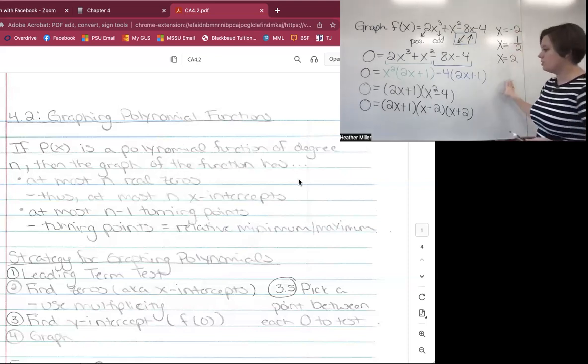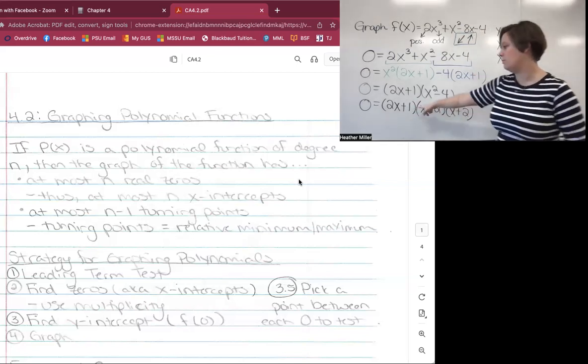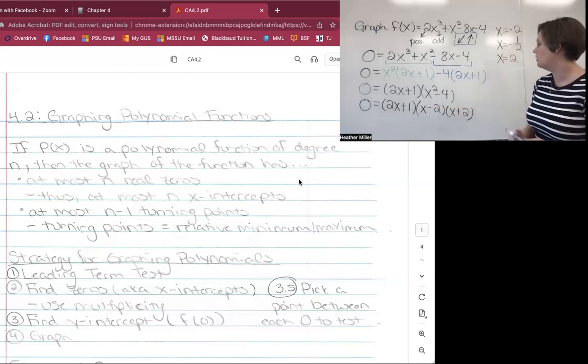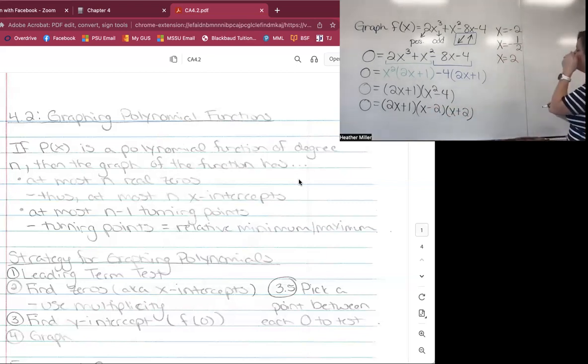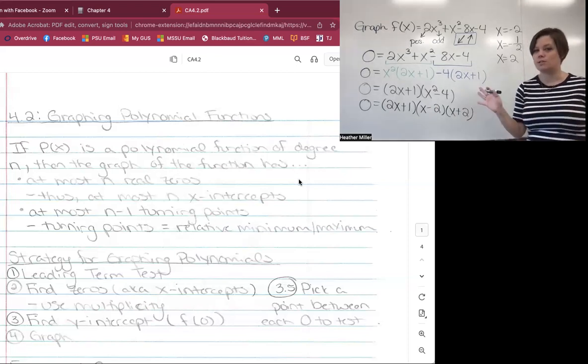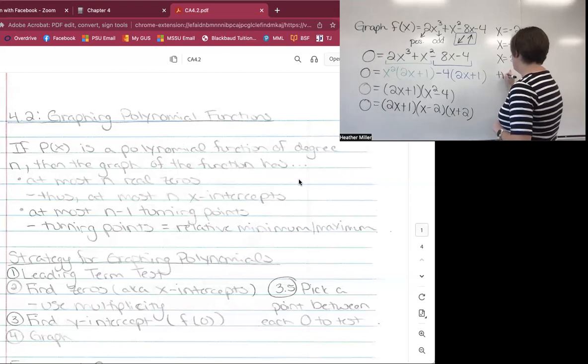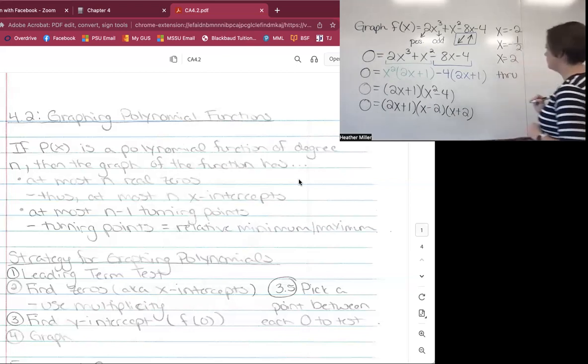And then let's look at their multiplicities. This doesn't have a power of anything but 1, 1, 1. So all of these have a multiplicity of 1, meaning I'm going to go through every time I hit a 0. There's no bouncing back on this one. So I'm just going to make a note of going through those.